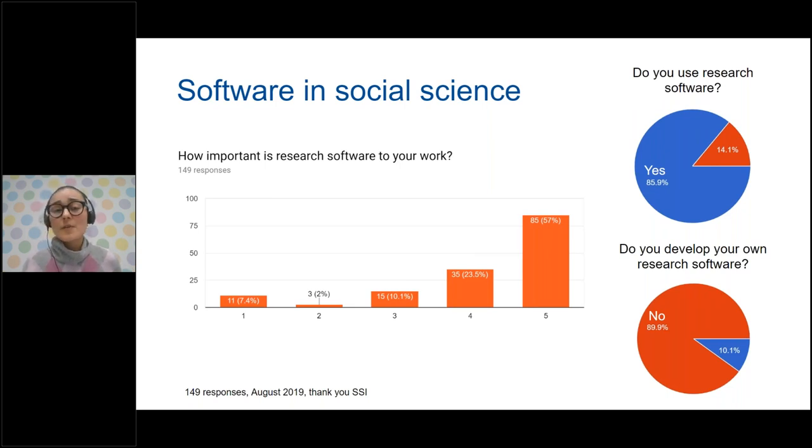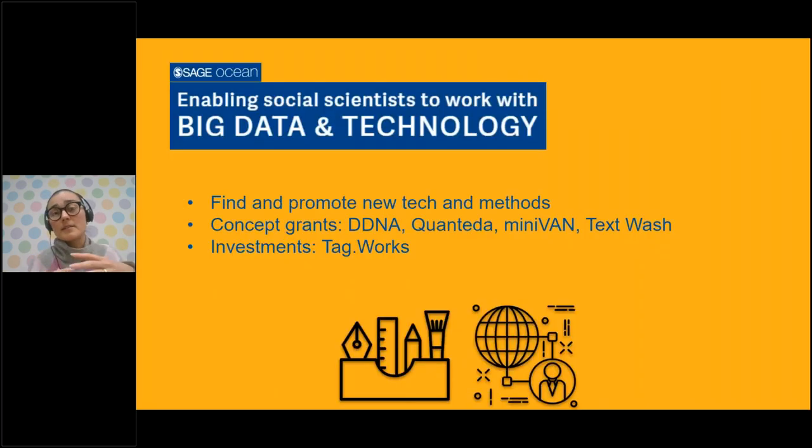Institute. So with all this in mind, and with the ideas that we had within our team and our mission to enable social science researchers to work with big data and technology, we've been looking and finding and promoting new technologies that are useful for these new methods, but also some of the older methods for qualitative research as well. And as Amy mentioned, we've done this through the concept grants. So we've funded so far four different software tools, DDNA that works with Twitter data, Quantida for text mining, Minivan for graph, so network graph visualizations, and TextWash, which is the latest one that's working to anonymize text data.